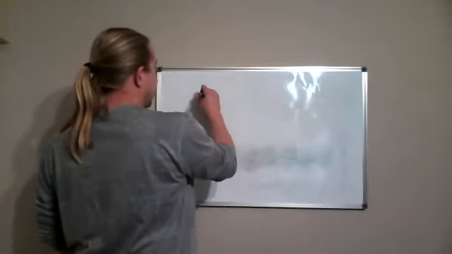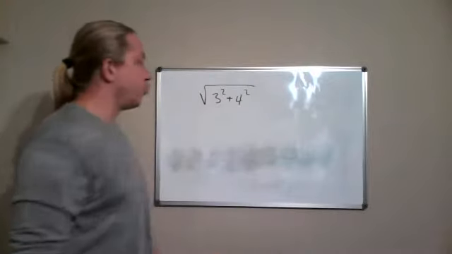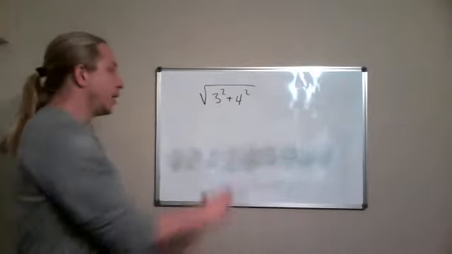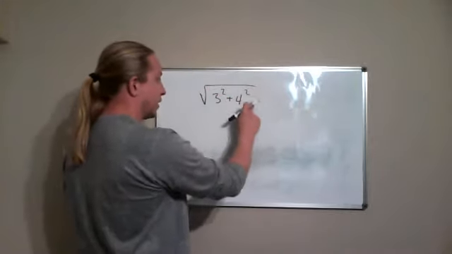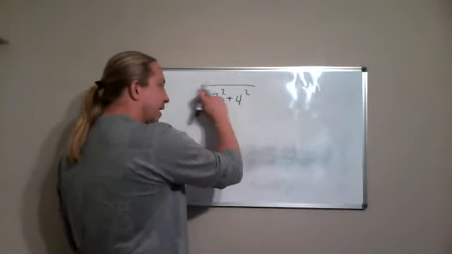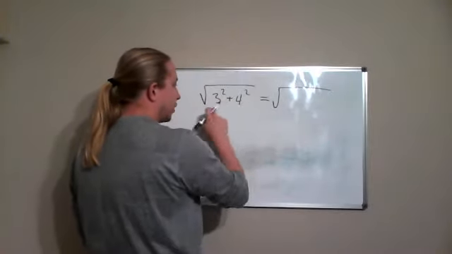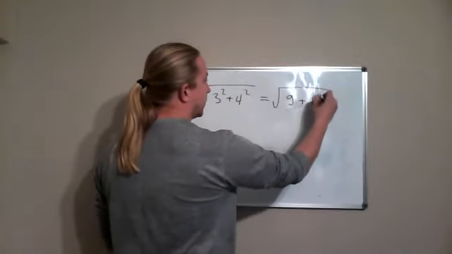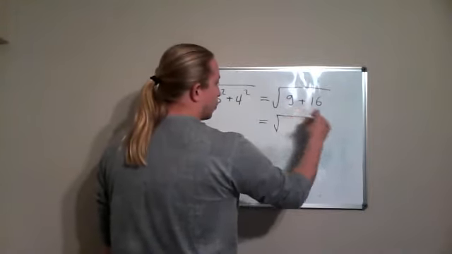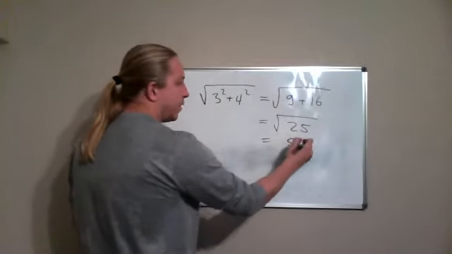So if we have something like this, root of 3 squared plus 4 squared. The correct way to do this is to treat whatever is under the root sign as brackets. So work this out first and then take the root of it. Do this first: 3 squared is 9 plus 4 squared is 16, which equals the root of 9 plus 16 is 25. And then the root of 25 is 5.